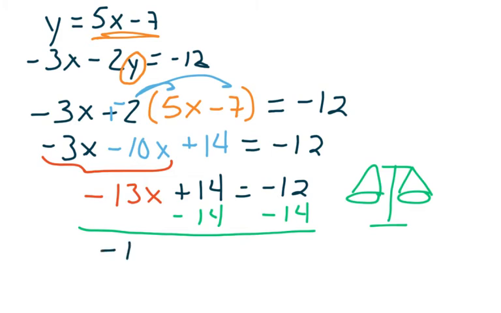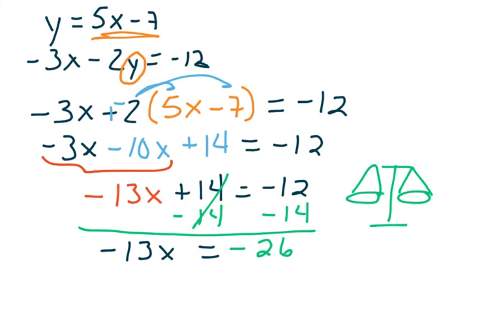So that's going to give me a negative 13x is equal to, and you can check that that'll cancel out, 14 minus 14, whoops, negative 12 and a negative 14. Those are both negatives that we are adding, so you add them and keep the sign.